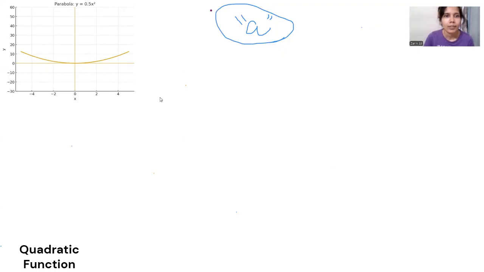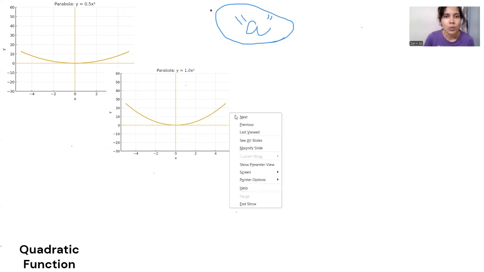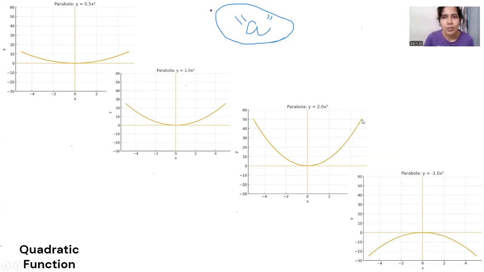Okay, this is y equals 1x square, y equals 2x square, and y equals minus 1x square. This looks like a valley. It looks like a U-shaped valley.